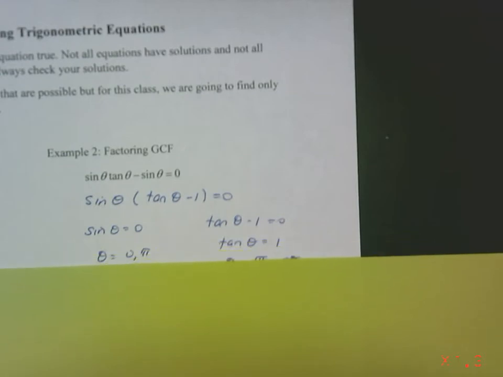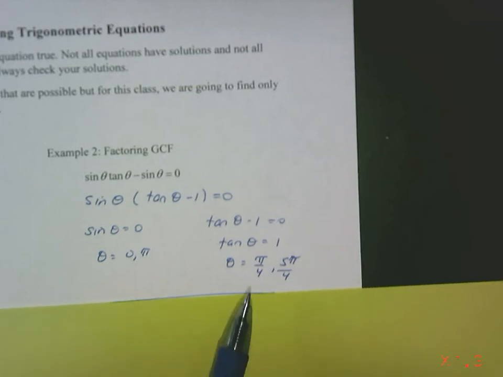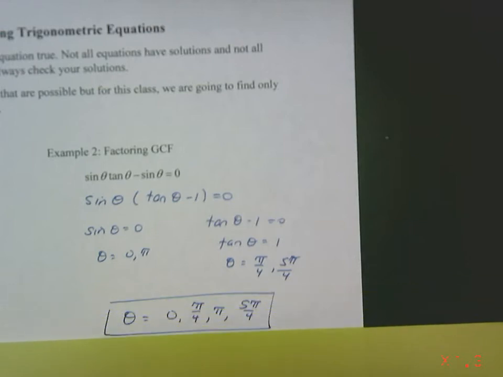Sine theta equals 0 when theta is equal to 0 and pi. Solving this for tangent theta equal 1. Tangent theta equals 1 when theta is going to be pi over 4 and 5 pi over 4. So my angles for the solution are 0, pi over 4, pi, and 5 pi over 4. All of those would work.